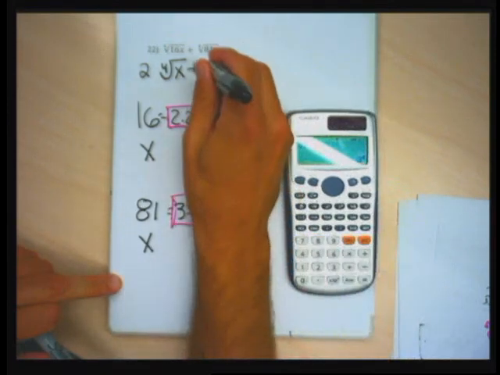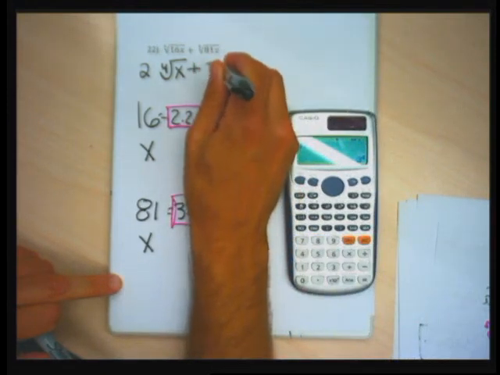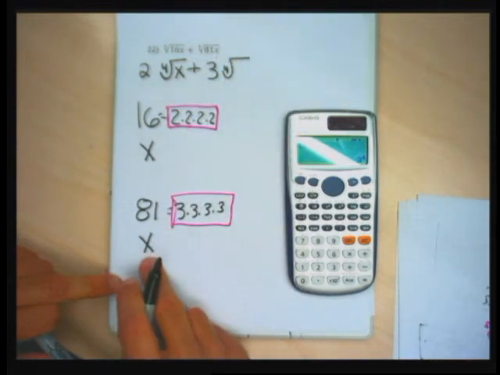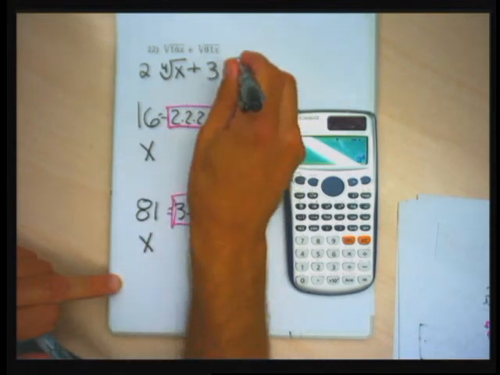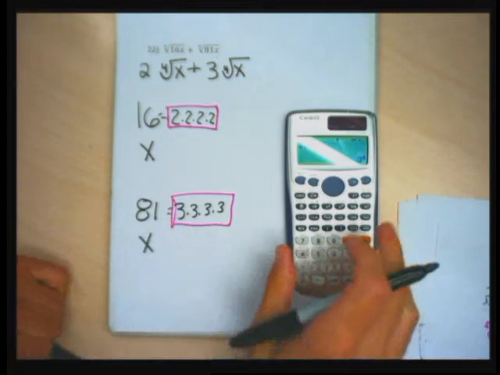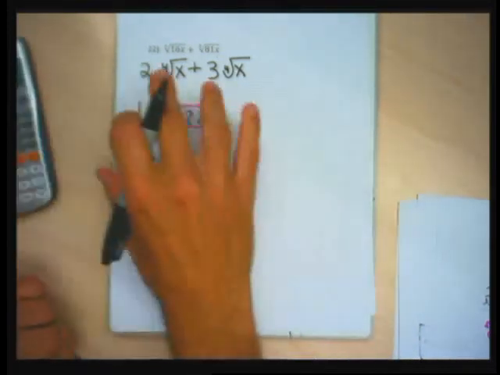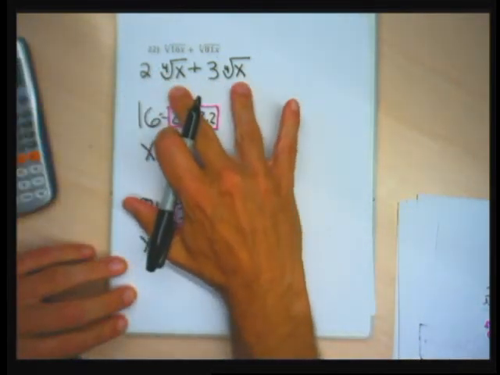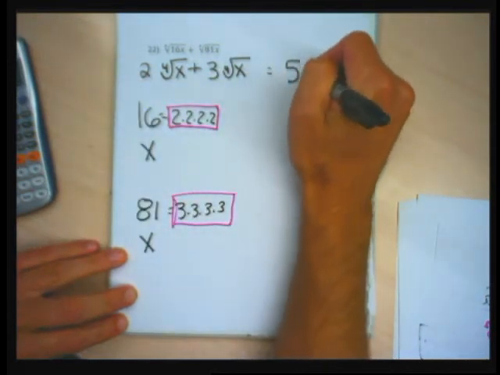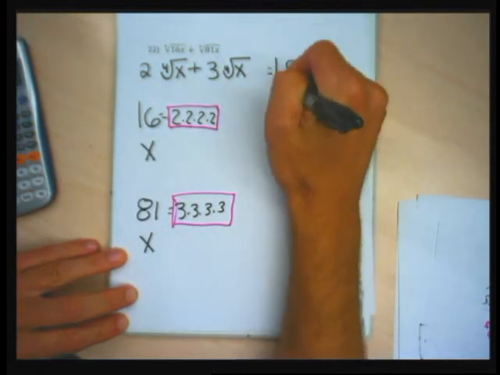So I'm bring down my plus sign. I have a 3 outside the radical. And this x, because there's not 4 of them, I can't bring the x out front. It stays under the radical because you need 4 of a kind to get an x out in front of a radical. These are good enough to add because they have the same things under the radical, so I'm just going to add the 2 and the 3. My answer for this is going to be 5 times the 4th root of x.